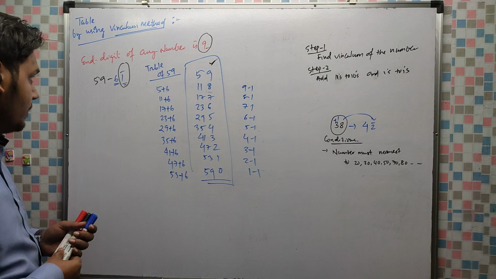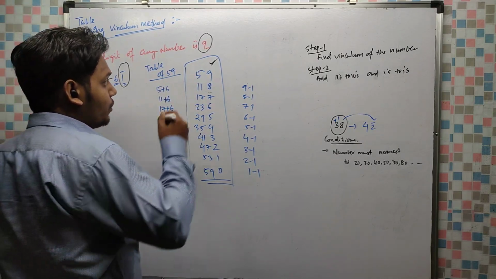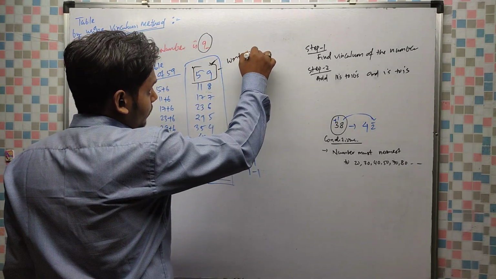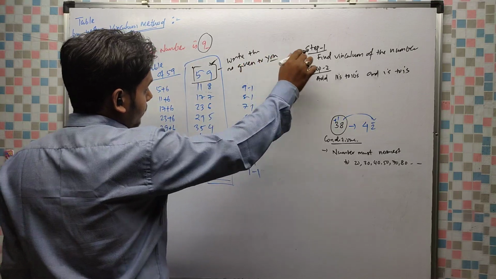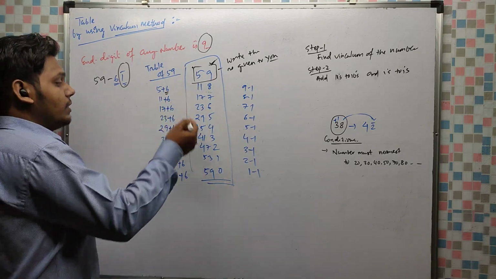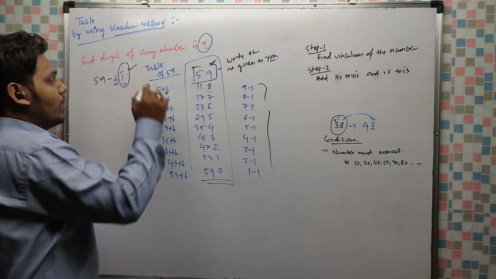First, the original number means the number which is given to you; that one you have to write. Write the number given to you. First that one you have to write. Thereafter this step you have to follow: in each you have to add 6, and in each you have to subtract 1 because this is 1 bar.